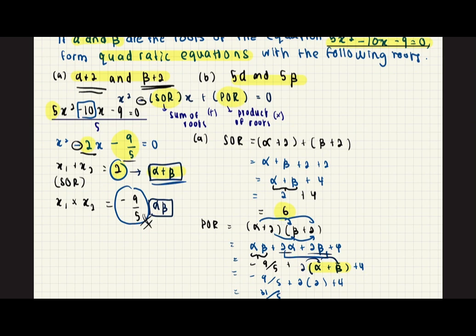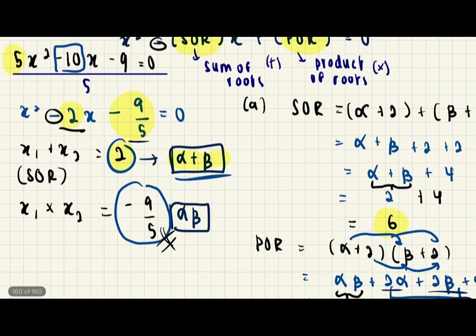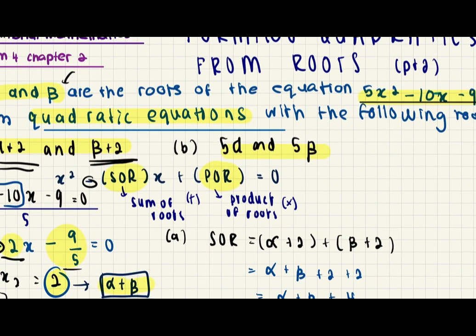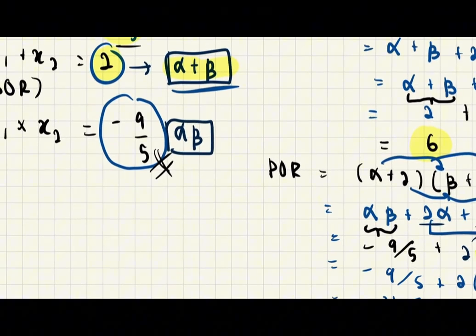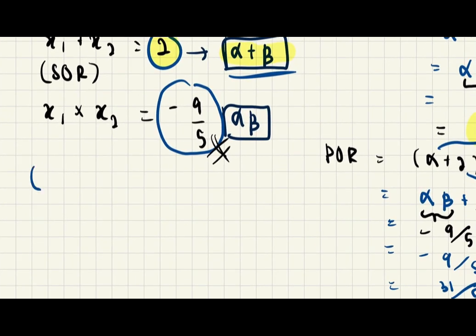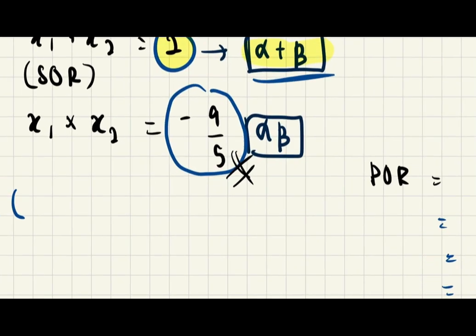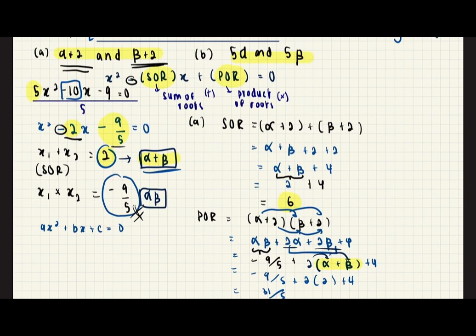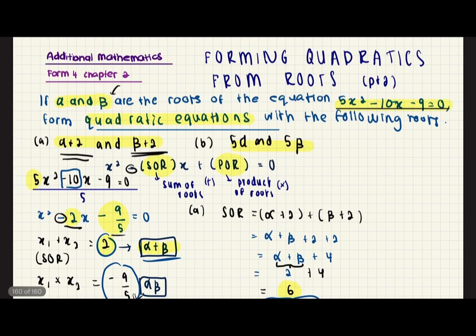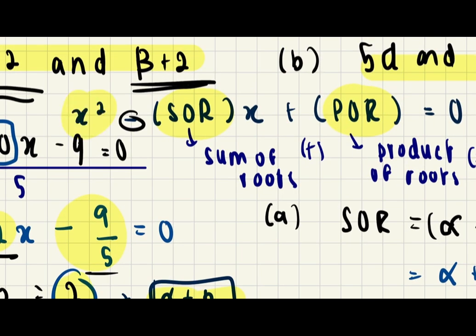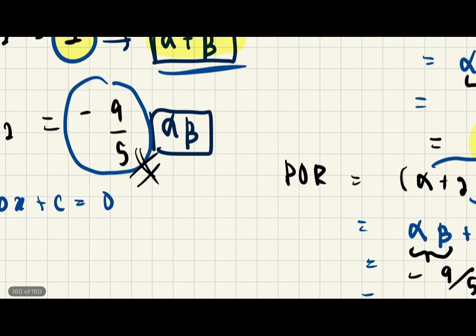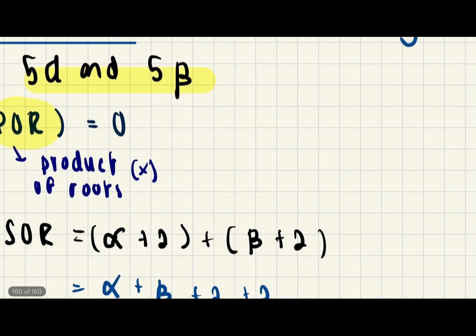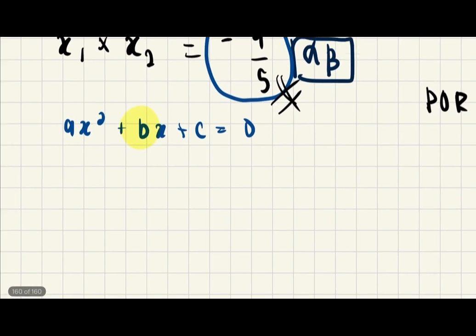So now you know your sum of roots and your product of roots. But the question is asking for a quadratic equation, so we're not done yet. Okay, so for the quadratic equation, basically, this is our general form. We know that the sum of roots, or SOR, is at the x, right? X squared, and then SOR, and then x. So our SOR is in front here, and then our POR is basically the C itself.